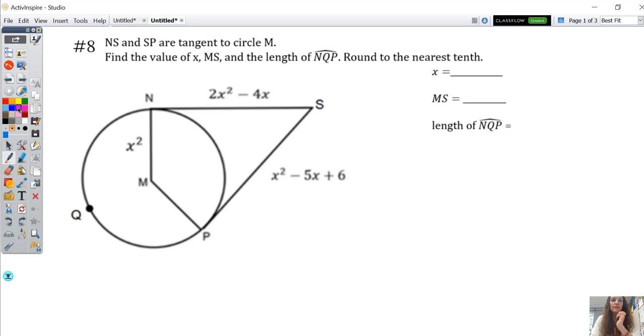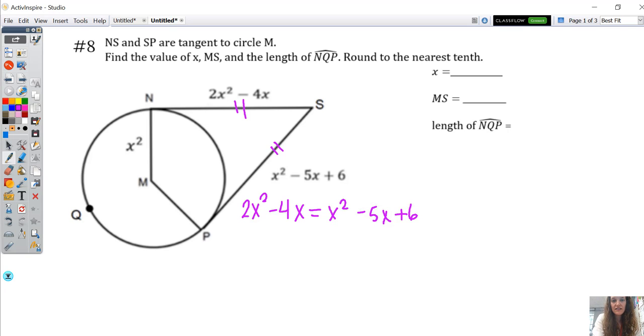So on this problem, NS and SP are tangent. Since they're both tangent lines to the circle and they meet at a common point, those two tangents are going to be congruent to each other. So I'm going to set them equal to each other. 2x squared minus 4x equals x squared minus 5x plus 6.